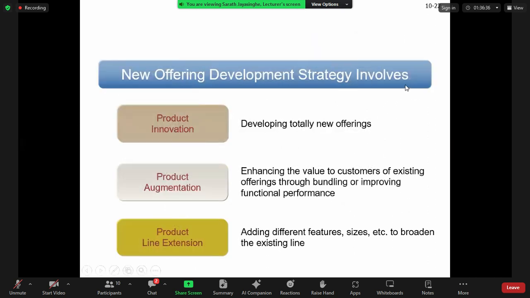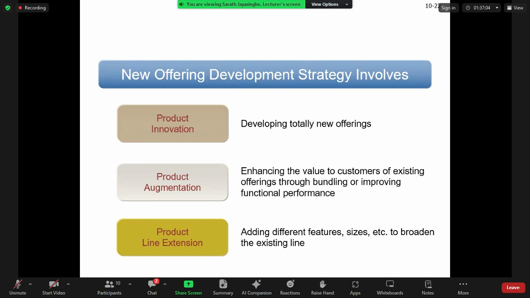A new offering development strategy: product innovation, product augmentation, product line extension. You are familiar with these things, right? Under product development in marketing, you have discussed a lot of information. So far you have learned marketing, market research, brand management, consumer behavior, and even strategic management. Now you are going to apply that in strategic marketing.